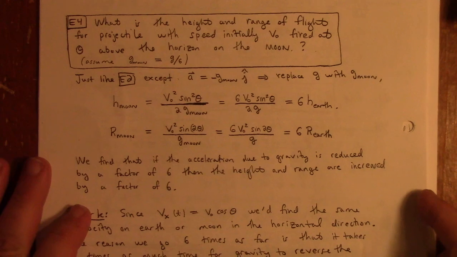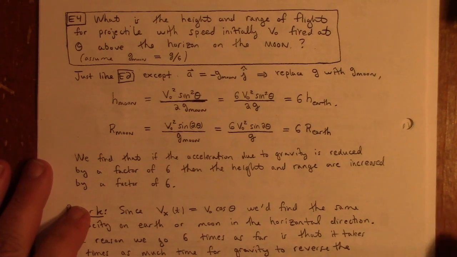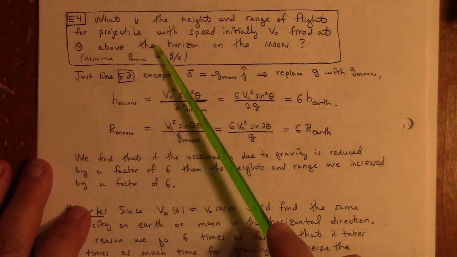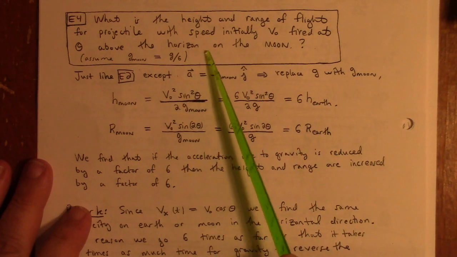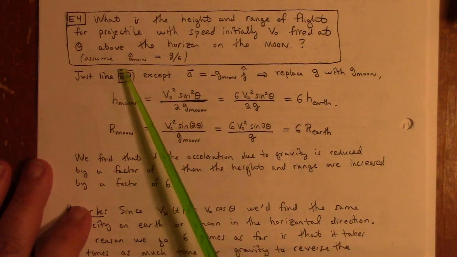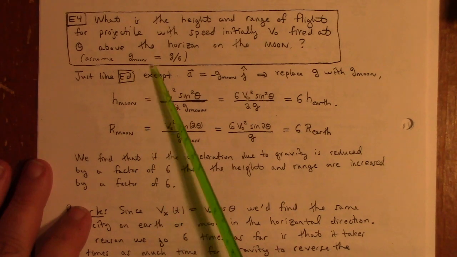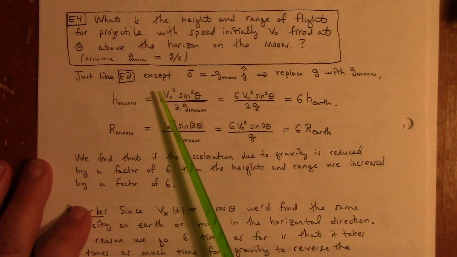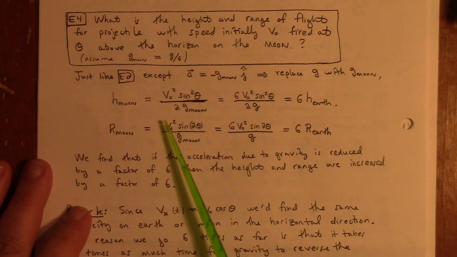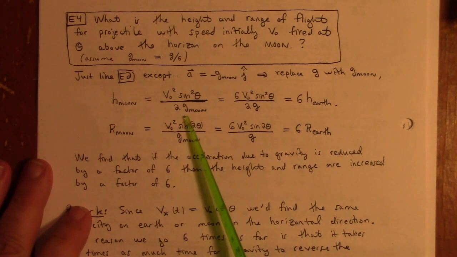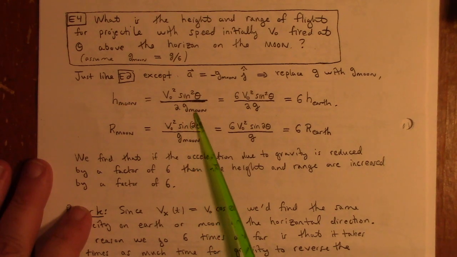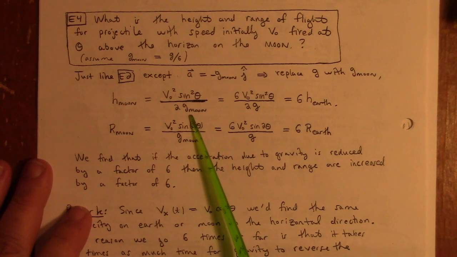So this one asks the question, what is the height and range of flight for a projectile with initial speed v0 fired at theta above the horizon on the moon? The gravitational acceleration for the moon is about a sixth of gravity on Earth. So it's just like the example we already did, except instead of having g, you have g for the moon, right? So that's g over 6.